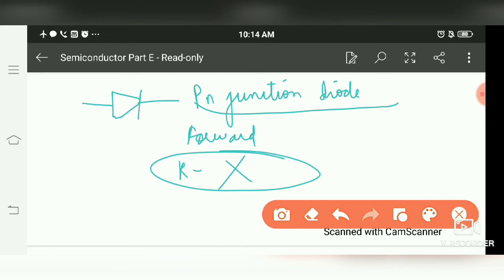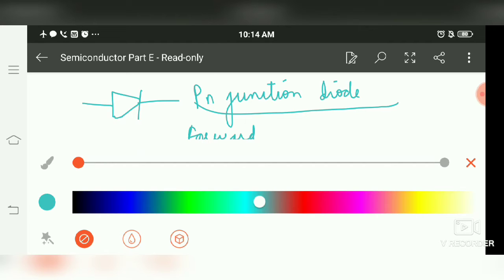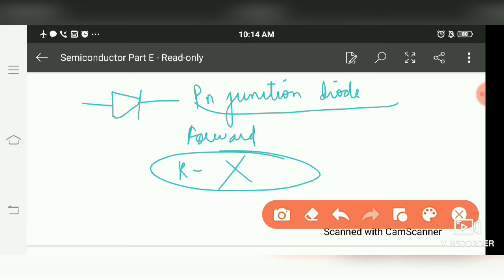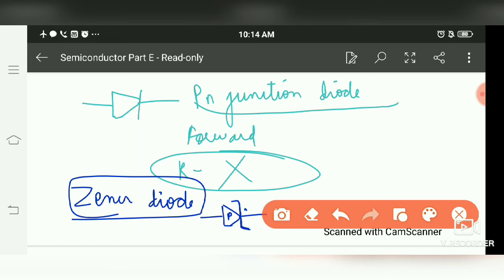To avoid that disadvantage, we fabricated a special type of diode that is called the Zener diode. The Zener diode is represented by a symbol like this. This is P, this is N, but N is represented like this. This is a specially designed diode which works in the reverse region.